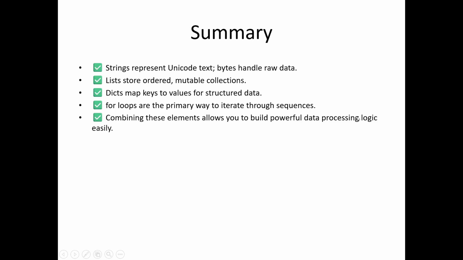To summarize, strings are for text, bytes are for raw data, and lists store ordered, mutable collections. Dictionaries store key-value pairs, and for loops are the main way to iterate over collections.